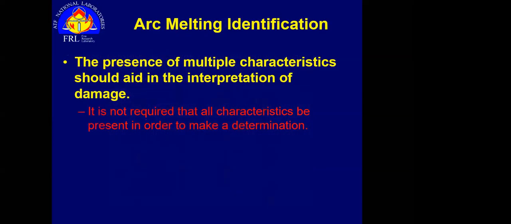Okay, so one thing you'll have noticed, or hopefully you'll have noticed as you go through these pictures, is that each picture doesn't necessarily just have one characteristic. A lot of them have more than one characteristic. So the fact that you have more than one should help you in coming to a conclusion as to what am I dealing with here. But there is no requirement that you have to have every single characteristic present in order to identify an artifact.